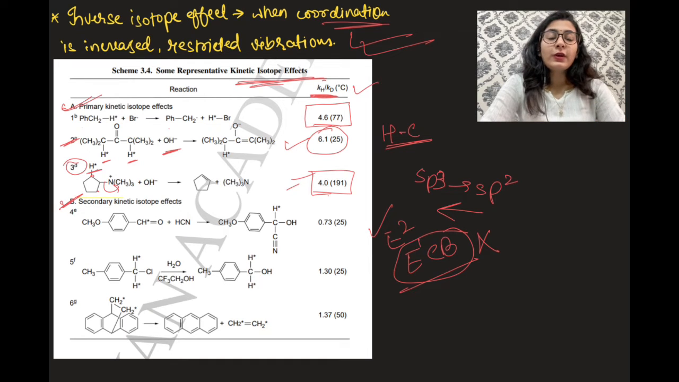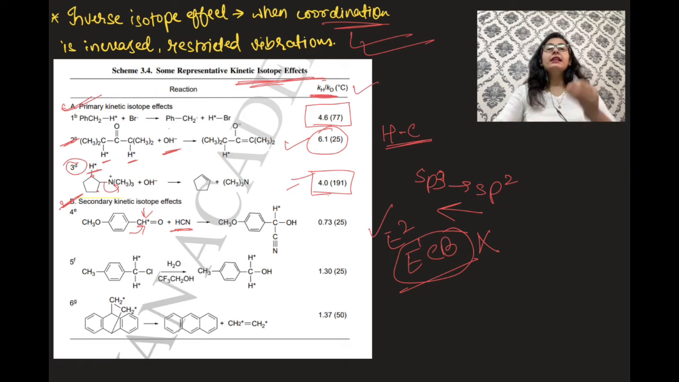Next one, look at the secondary kinetic isotope effect. You are having an aldehyde, para-methoxybenzaldehyde. To this, we are reacting HCN. That's going to give you a cyanohydrin without any doubt. So the CN minus is going to attack over this carbon. Actually there is no role of this particular hydrogen over here. It's not involved in any reaction, it's not reacting. But it is still showing some effect, that is 0.73.